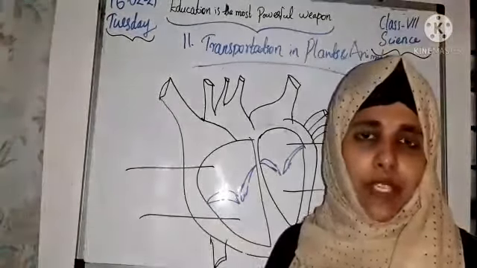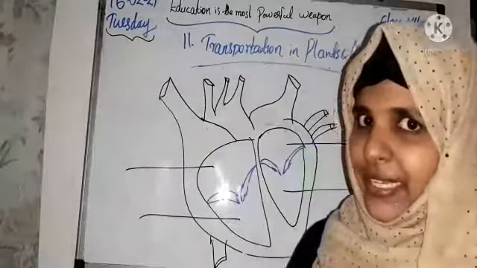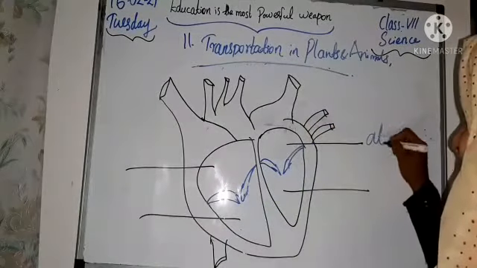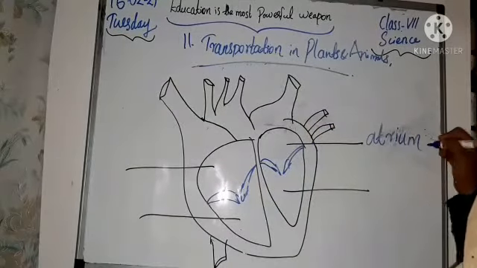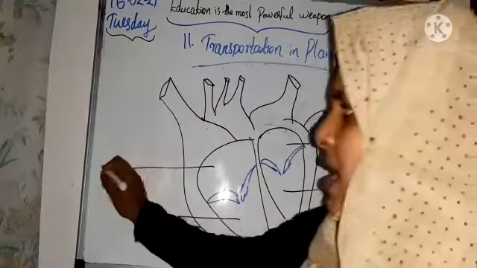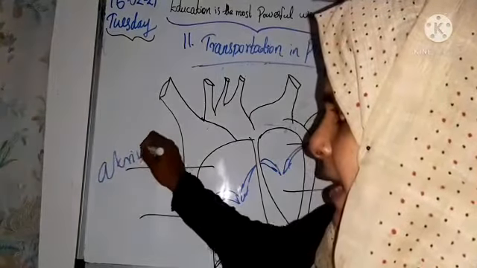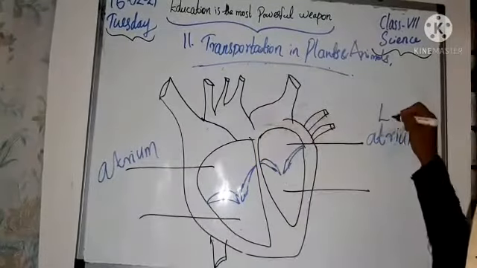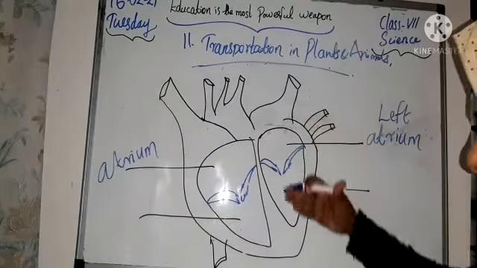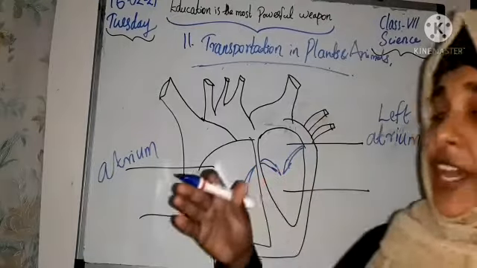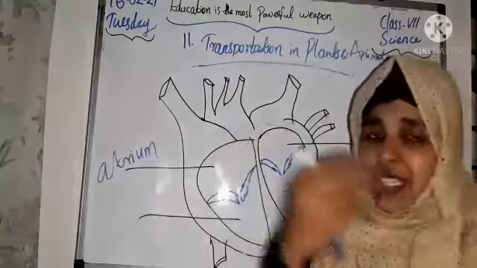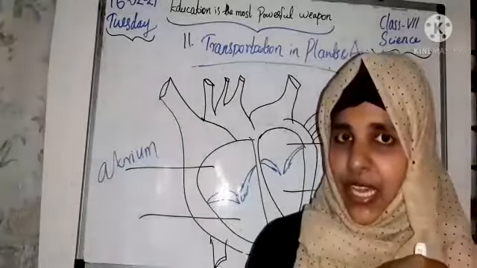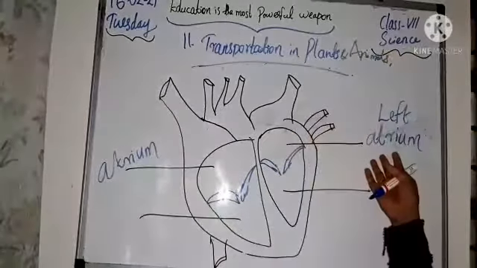What do we call the upper chambers? Yes, absolutely correct. We call it an atrium, right? And this is also an atrium, right children? And this part, this is the left atrium. Okay, this side is left. When we are drawing this heart, this part is the left side, is it children? So it is an atrium.